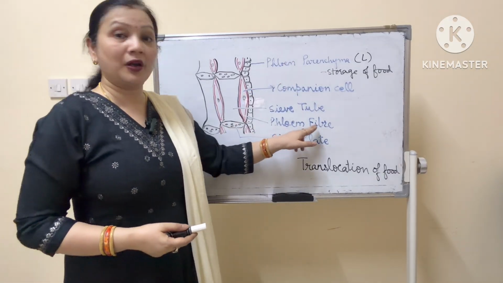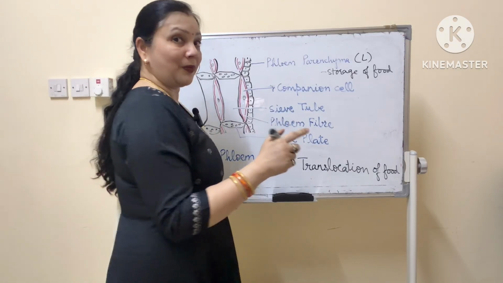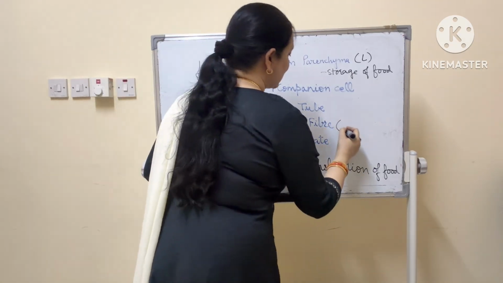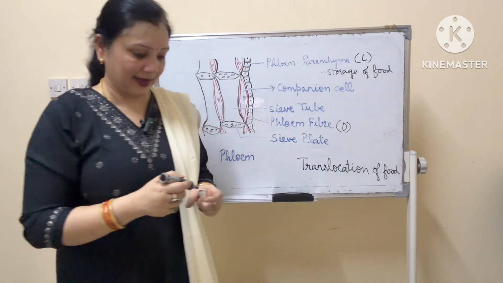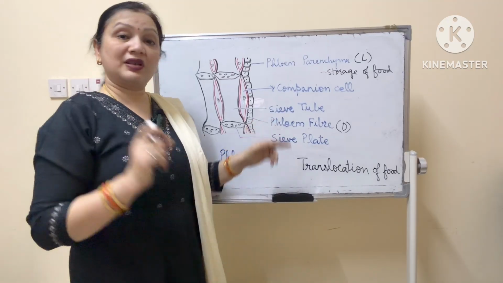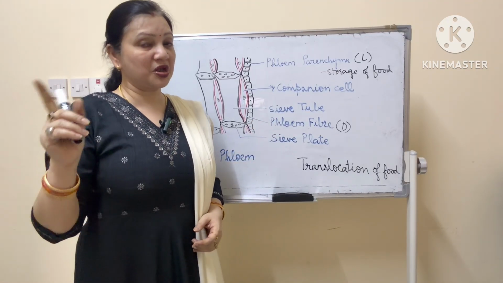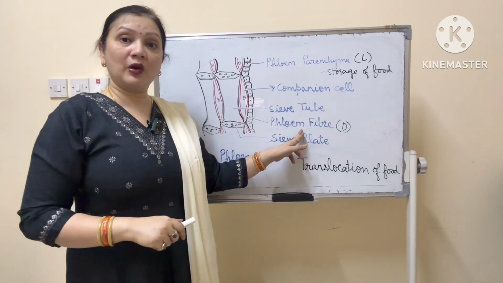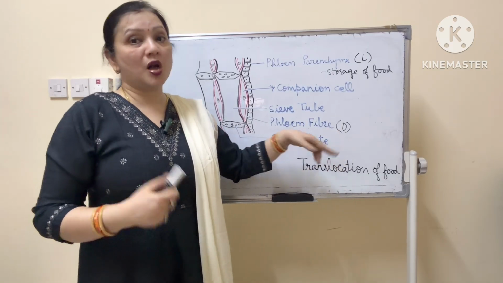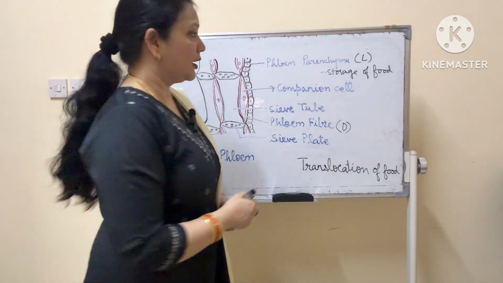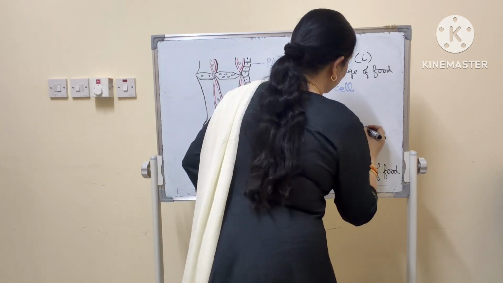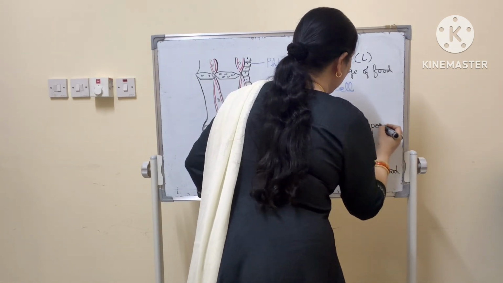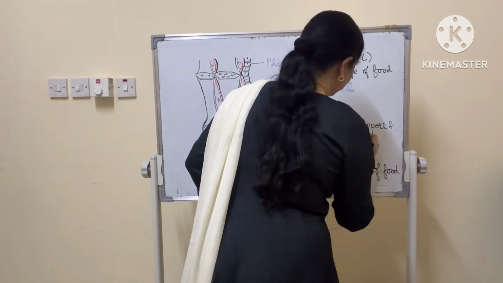Then we can see phloem fiber. Phloem fiber, xylem fiber: sclerenchyma, dead cells. So xylem fiber, what was the function? Support and strength. Here also, phloem fiber is dead. What will it give? Support and strength, just like xylem fiber.